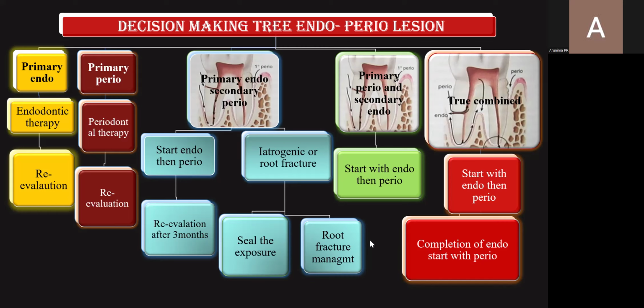If it is a primary endo and secondary perio, again start endo, then perio, and then reevaluate after 3 months. And if there is a primary endo lesion with iatrogenic or a root fracture, seal the exposure and do root fracture management. And primary perio and secondary endo starts with endo, then perio. True combined also starts with endo and then perio, and completion of endo with perio. That means in these conditions you have to wait for a time frame of 2 to 3 months and then initiate your perio treatment.